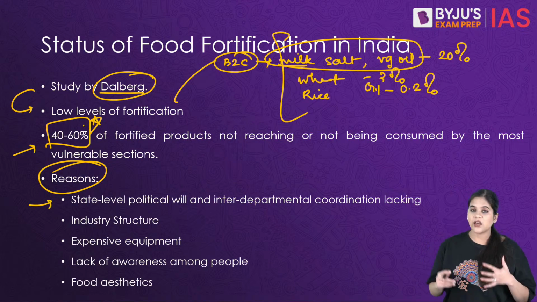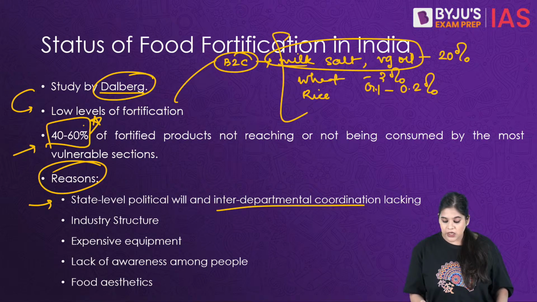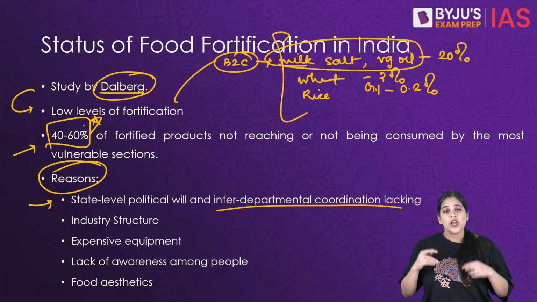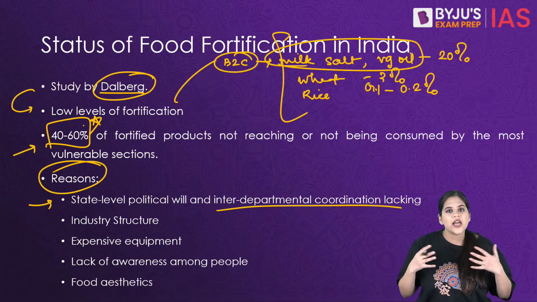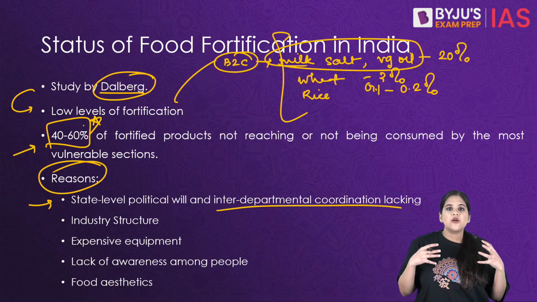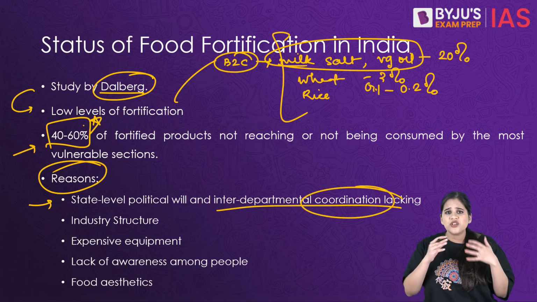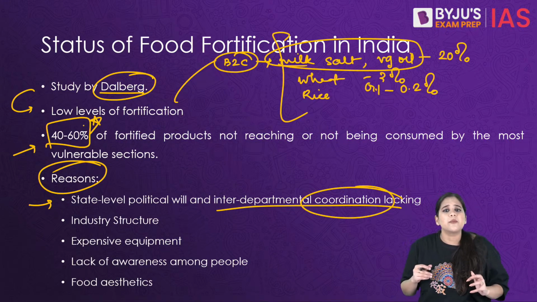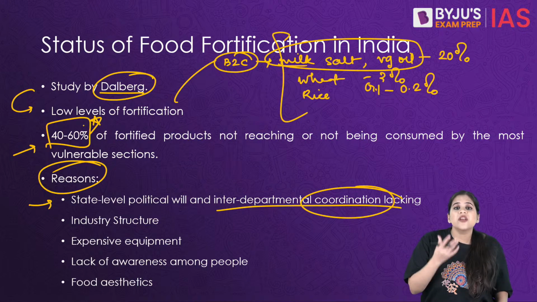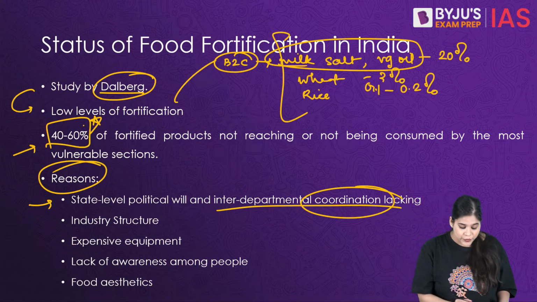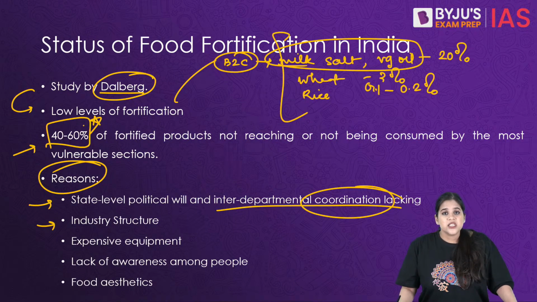One is state level political will and interdepartmental coordination, which is lacking. Now central government is very active for this, while the state governments do not either have the resources or the level of coordination that is required in the various departments for improving the levels of food fortification in their distribution systems. Second is industry structure.